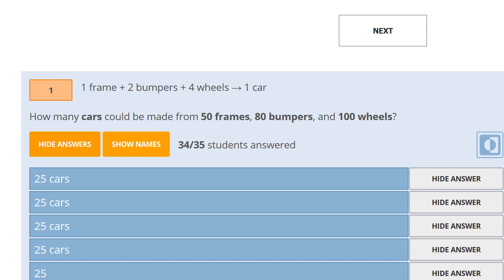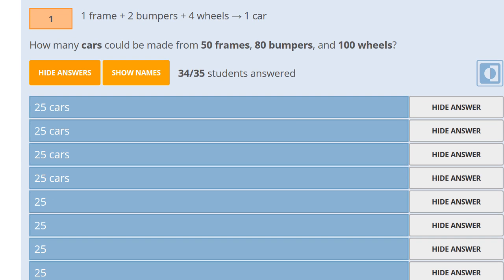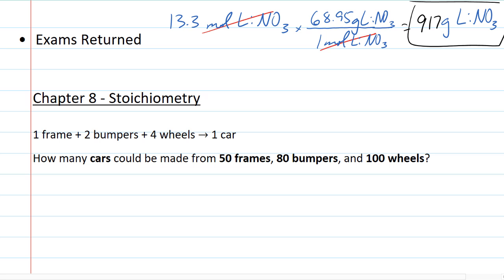Okay, so now we're going to have names for all of this stuff. And in fact, I'm going to show you how to do this using dimensional analysis. Now, I know you probably did this in your head. You probably did 100 divided by 4. You probably did 80 divided by 2. You probably took 50 and divided by 1. But I'm going to show you dimensional analysis as a way that we're going to do this when we work with chemicals.